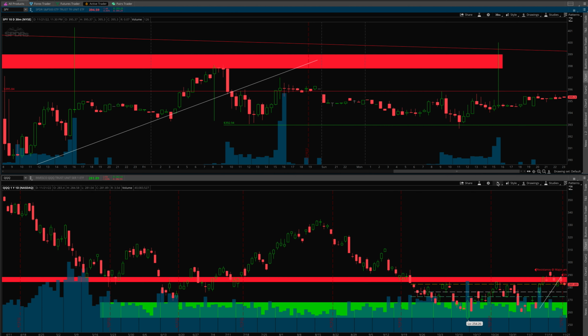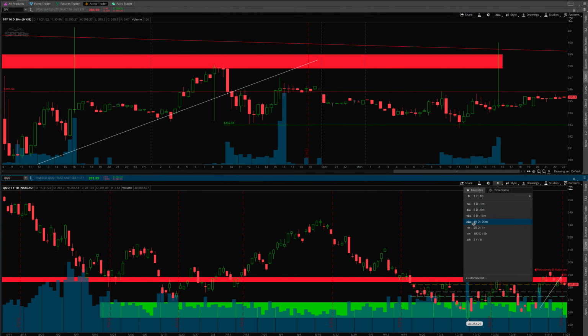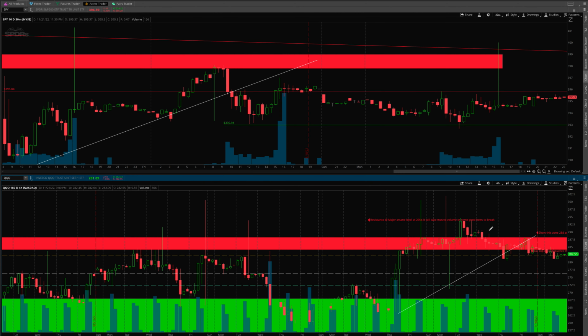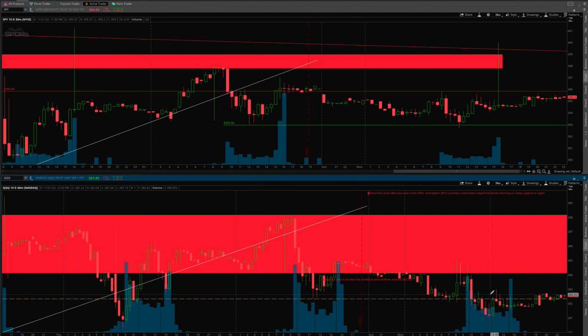The same thing for the triple Qs. The triple Qs is a little bit harder because lately it really just wants to move side to side. So if you were to see side to side action, it's the same thing. You set your resistance level and the demand zone is at the bottom somewhere. So it's attempting to break upwards as well, but it's also going to take a lot of volume.